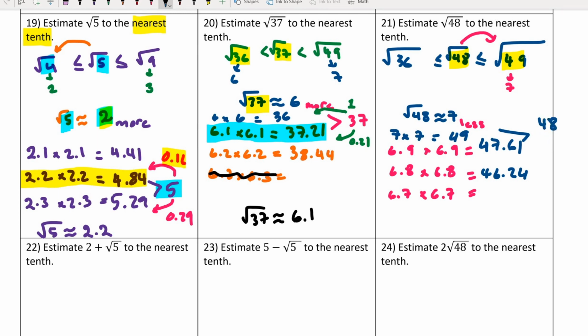48 minus 49 will be 1 whole unit. 48 minus 47.61 is 0.39. So the winner, the closer number to 48, is the product of 6.9 times 6.9. So the square root of 48 is approximately 6.9.